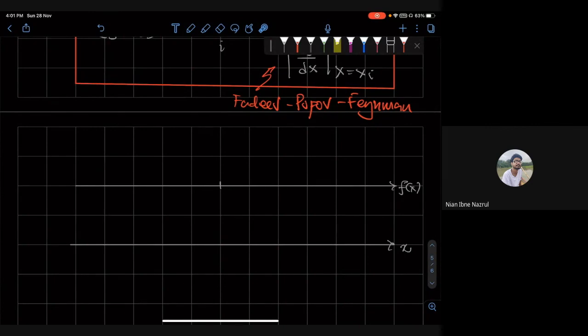Exactly. There will be spikes like this. Exactly. Yeah, I think you got it. So yeah.